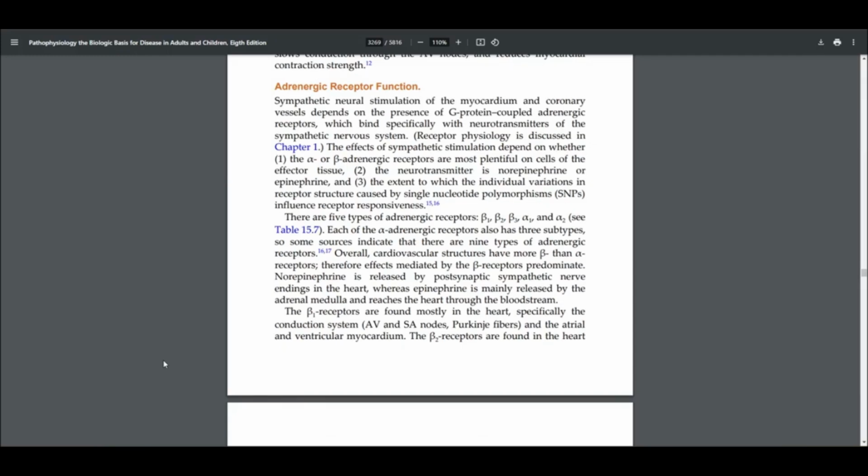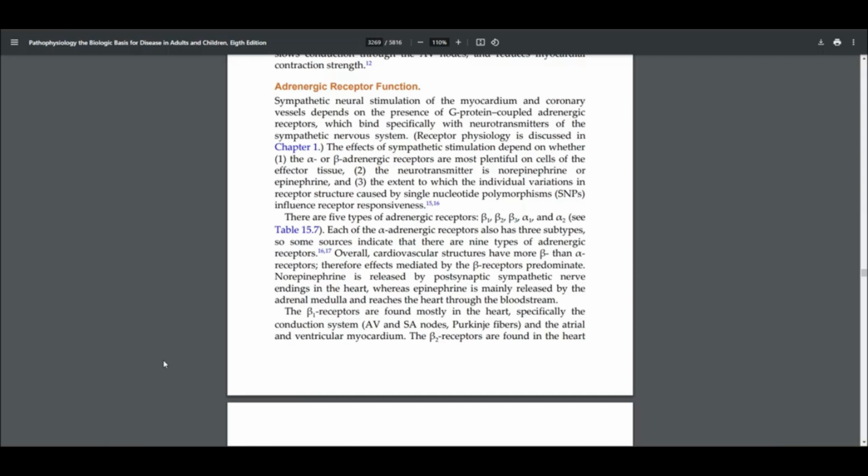The effects of sympathetic stimulation depend on whether, 1, the alpha or beta adrenergic receptors are most plentiful on cells of the effector tissue; 2, the neurotransmitter is norepinephrine or epinephrine; and 3, the extent to which the individual's variation in receptor structure caused by single nucleotide polymorphisms, or SNPs, influences receptor responsiveness.